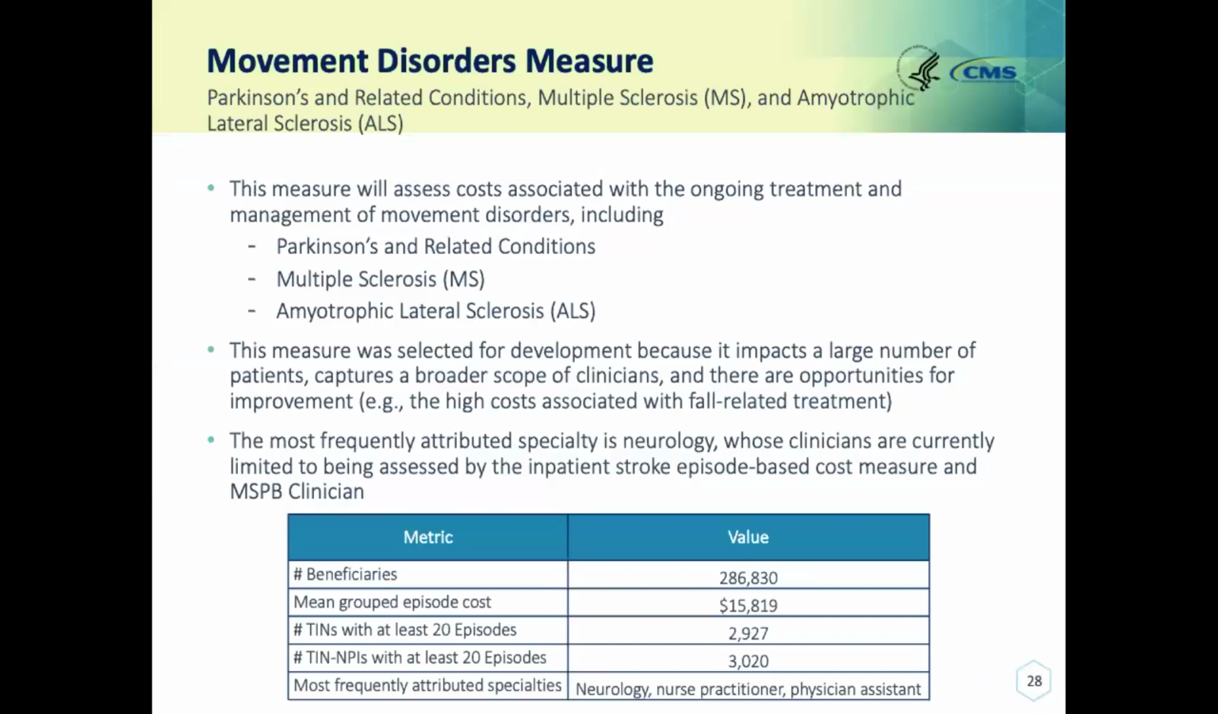We'll start with the movement disorders measure, which assesses costs associated with the ongoing treatment and management of Parkinson's and related conditions, multiple sclerosis or MS, and amyotrophic lateral sclerosis or ALS. And so this measure was selected for development because it impacts a large number of patients and there are opportunities for improvement, such as the high costs associated with fall-related treatment. The most frequently attributed specialty is neurology, whose clinicians are currently limited to being assessed by the inpatient stroke episode-based cost measure and MSPB clinician. And so this measure may be more related to the types of care certain neurologists provide. Next slide, please.